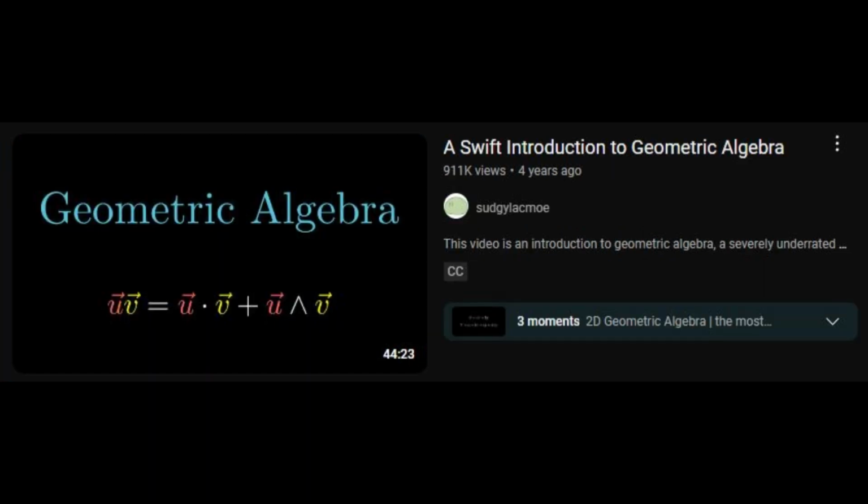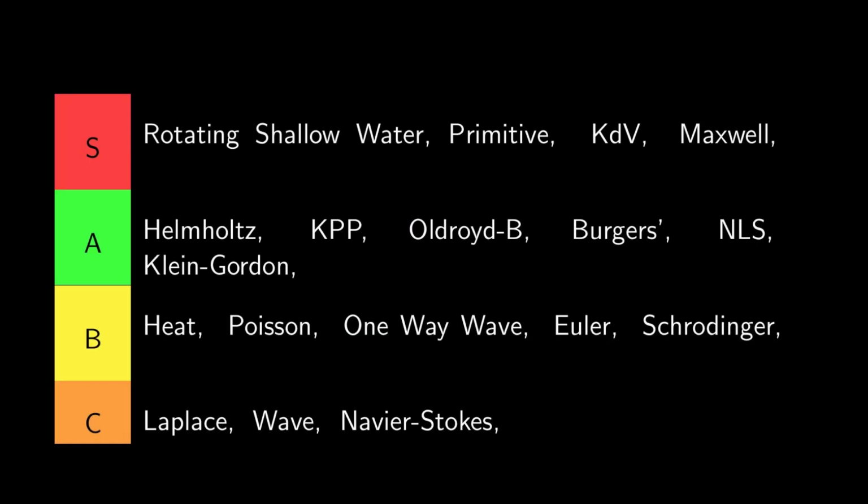For a linear equation to draw out such great work, and being such a great filter for cranks, I can only grant it S tier.